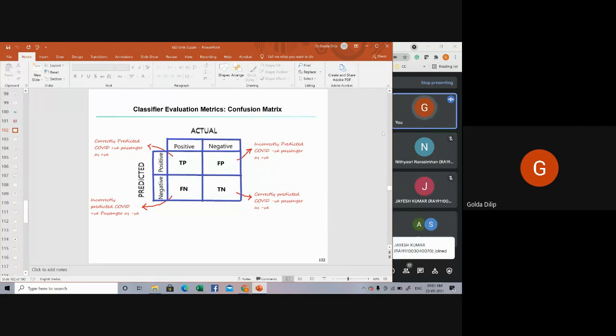So you can see here in the slide the four components. Can somebody tell me what each stands for? What do you mean by a true positive? What do you mean by a true negative? What do you mean by a false positive? And what do you mean by a false negative? The example is being given there.